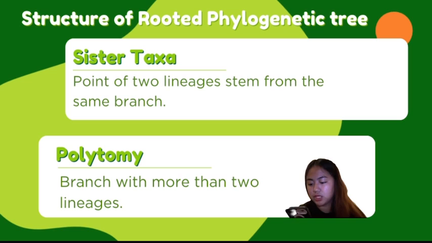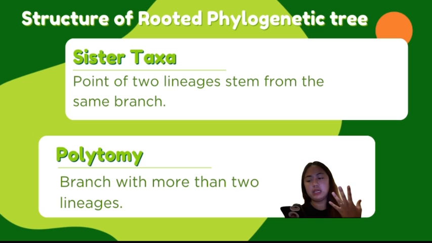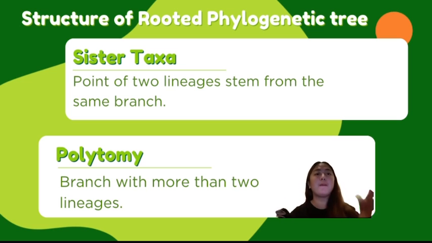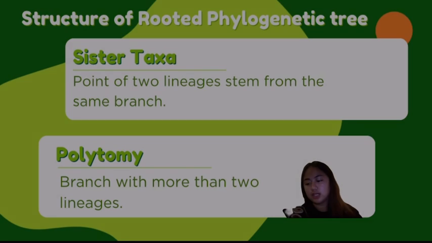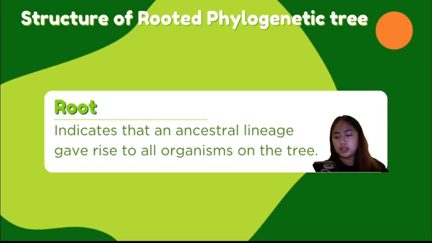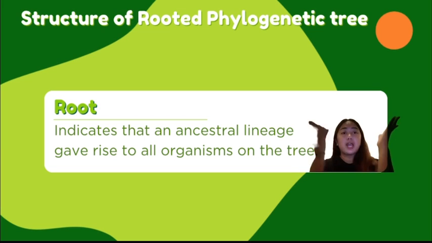Polytomy is a branch point of a phylogenetic tree where more than two lineages emerge, indicating the evolutionary relationship among the groups is unresolved. Sister taxa are two groups, but polytomy is more than that. The root indicates that the ancestral lineage gave rise to all organisms on the tree.